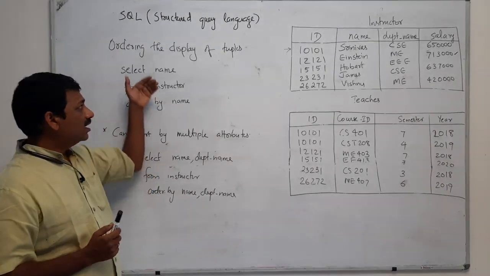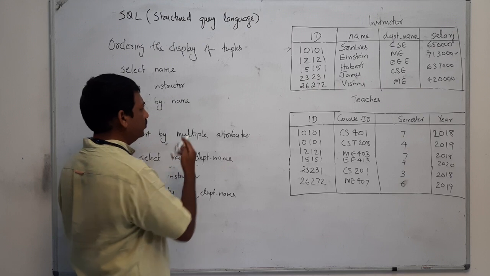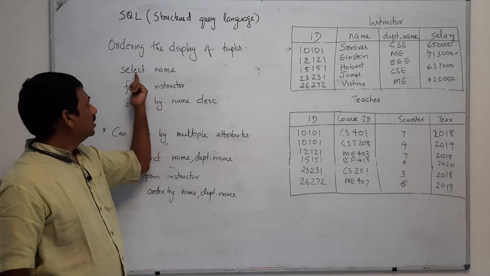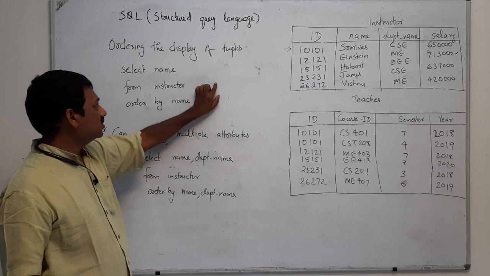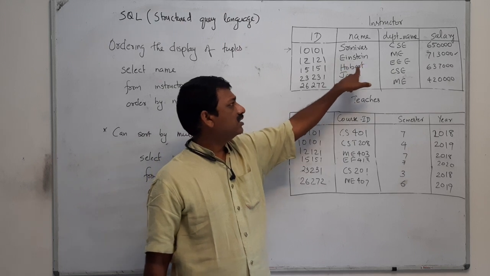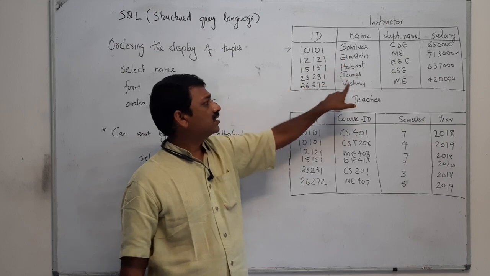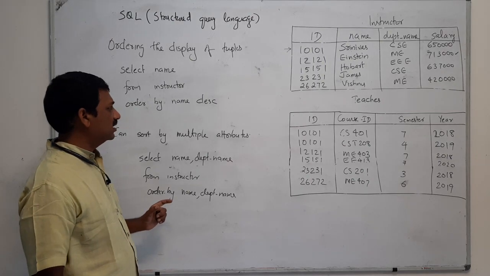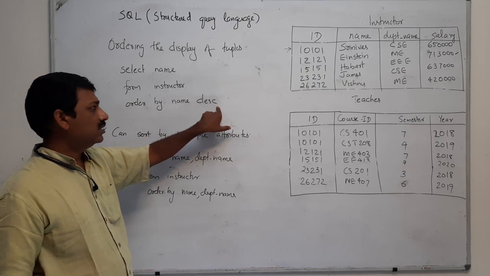So suppose the names have to be sorted in descending order, what you have to do is append this. That means select name from instructor order by name descending. Without this it will display all the names in ascending order. Then definitely Einstein will be the first one, then Hobart, James, Srinivas and Vishnu. And if it is descending order, it is the reverse. So if you want that, you can write descending.